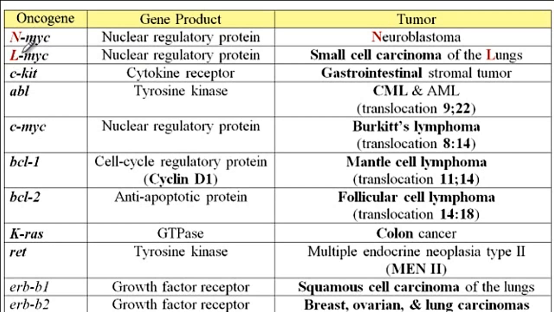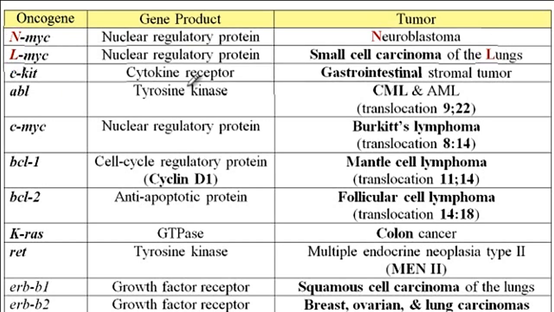So N-MYC as well as L-MYC, these are the nuclear regulatory proteins that can lead to the development of neuroblastoma as well as small cell carcinoma of the lungs. So it's really easy to associate these two oncogenes with neuroblastoma and lungs, and it's that N-MYC is associated with neuroblastoma while L-MYC is associated with the small cell carcinoma of the lungs.